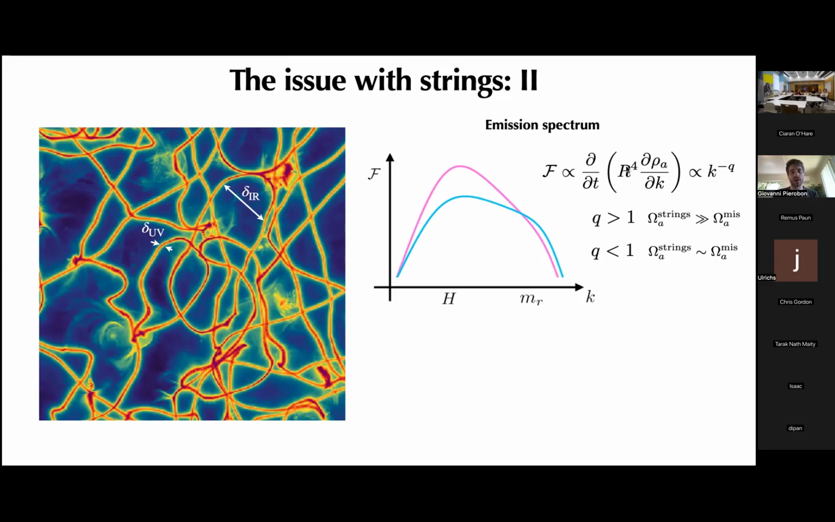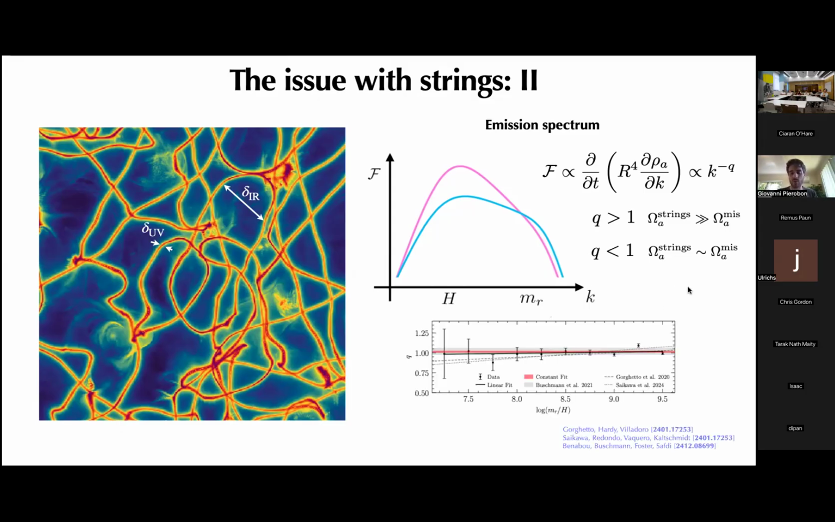Essentially, you look at what wavelengths your strings are producing their axions, and you have two different cases. If the emission spectrum is IR dominated, the abundance is enhanced by the strings, so the relic abundance produced from strings is much larger than the standard misalignment value. While if your spectrum is UV dominated, so if Q, this spectral index, is more than 1, then your contribution from strings is not going to be too far from whatever the misalignment is telling you.